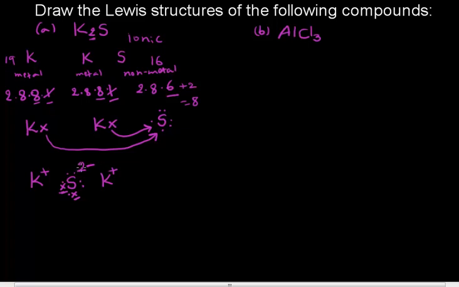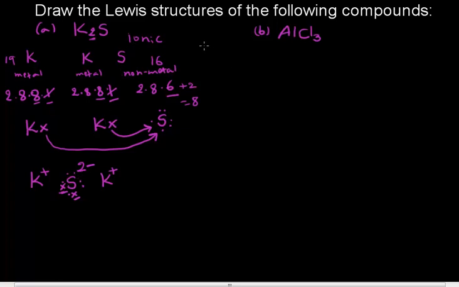And this is the convention. You write the number first and then the charge. But if it is just positive 1, you don't have to show the 1 here. So that is the Lewis structure of potassium sulfide. So the ions are oppositely charged. They have positive and negative charges. They are attracted to each other. That's how the ionic compound K2S is formed.